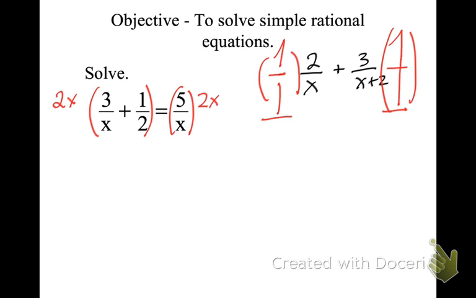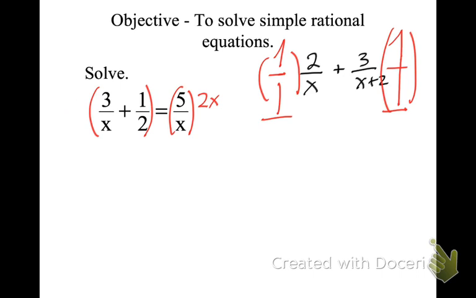Now, when I solve equations, I clear fractions. When I simplify expressions, I multiply by that fancy 1. Does everybody understand the difference? Yes. We were doing this back before in chapter 3. We were clearing fractions. Multiply by a number so we can get rid of the denominator.